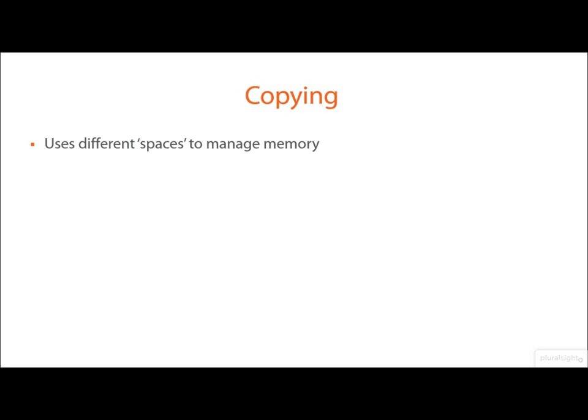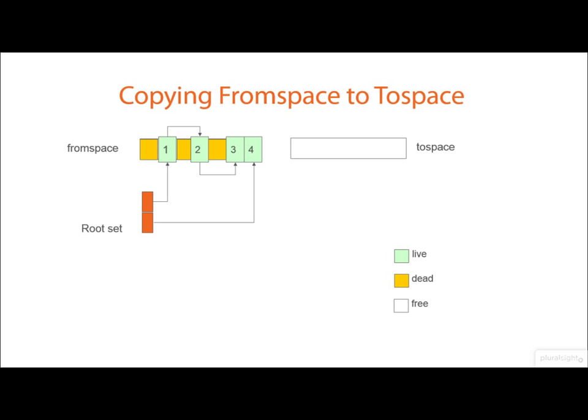With a copying garbage collector, things are slightly different. There's still typically a mark phase and a sweep phase maybe. So here, for example, we have a block of memory. This is allocated on the left, and this is where all our current objects are being allocated.